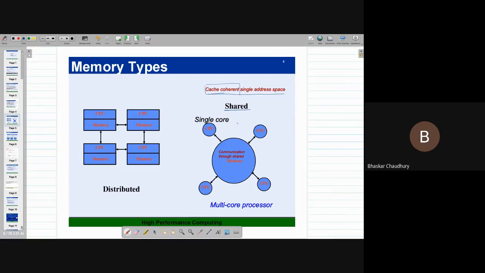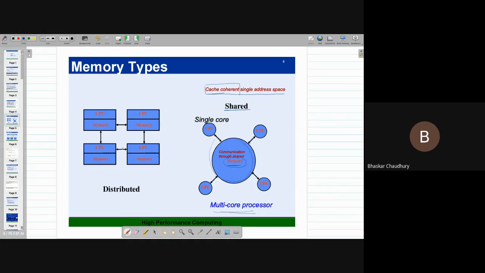Now here, what is happening? There is a memory, and that memory is being shared by several CPUs or cores. You can treat them as several cores, or if you want to visualize them as several processors, that's fine. But the main concept is that there is one single memory, and all these cores are connected to it. That is what a typical multi-core processor is.